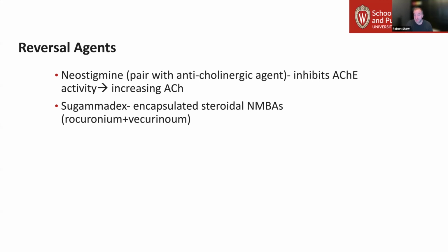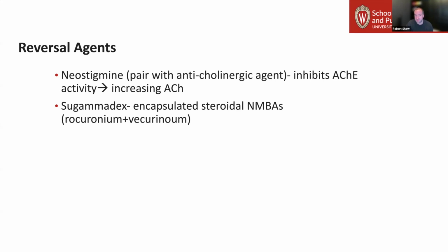Neostigmine can come with a lot of cholinergic side effects. So we typically will pair it with an anticholinergic agent, and glycopyrrolate is the medication to pick for that. There still is clinical relevance to this, especially in certain patient populations. But neostigmine does come with a bigger side effect profile than sugammadex.